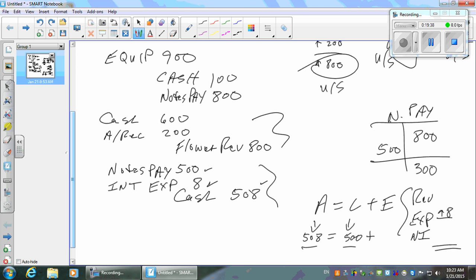What happened to revenues, by the way? No effect. There's no revenue in there, right? No effect on revenues and expenses went up by 8. What do you think happened to net income? I think it went down by 8. And net income is going to be closed into retained earnings, which is an equity account, right? It's gone down by 8. Does that work? Yeah.